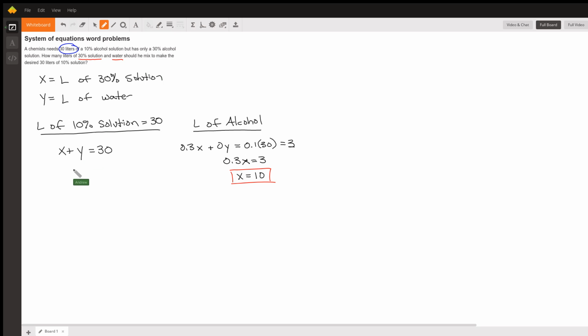And then we can plug that in over here, and if x is 10, then clearly y has to be 20. And there you go. There is your solution.